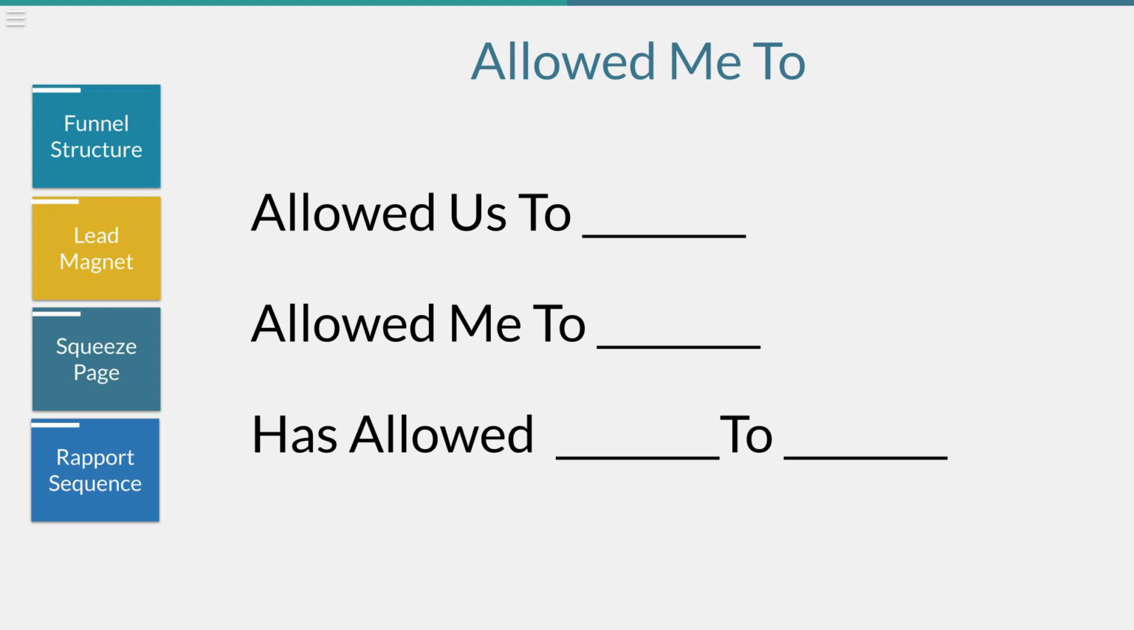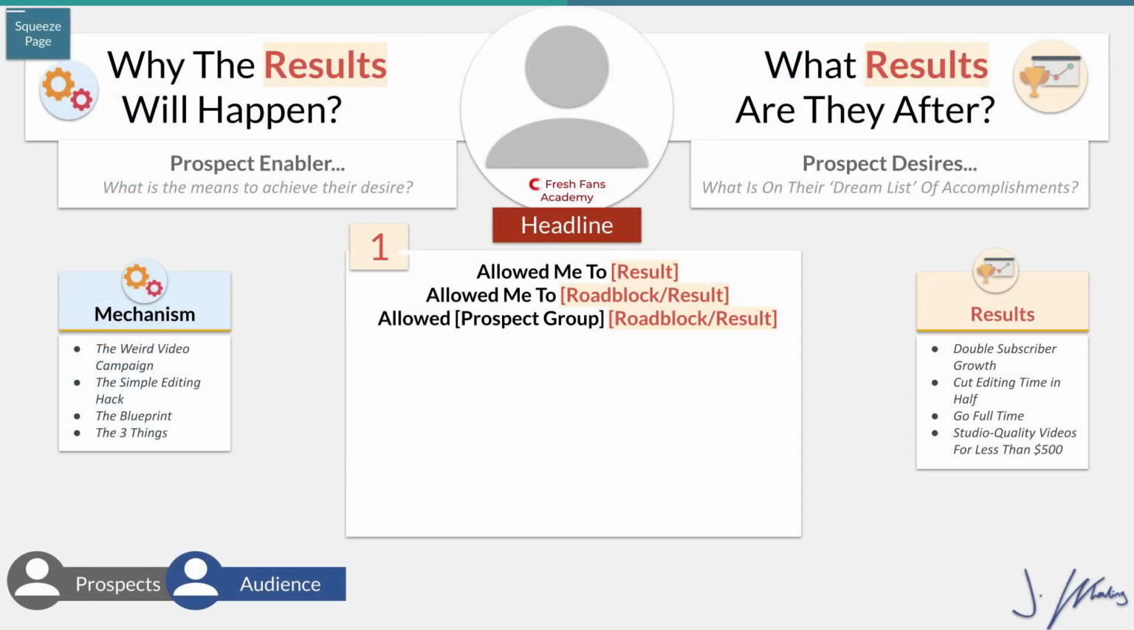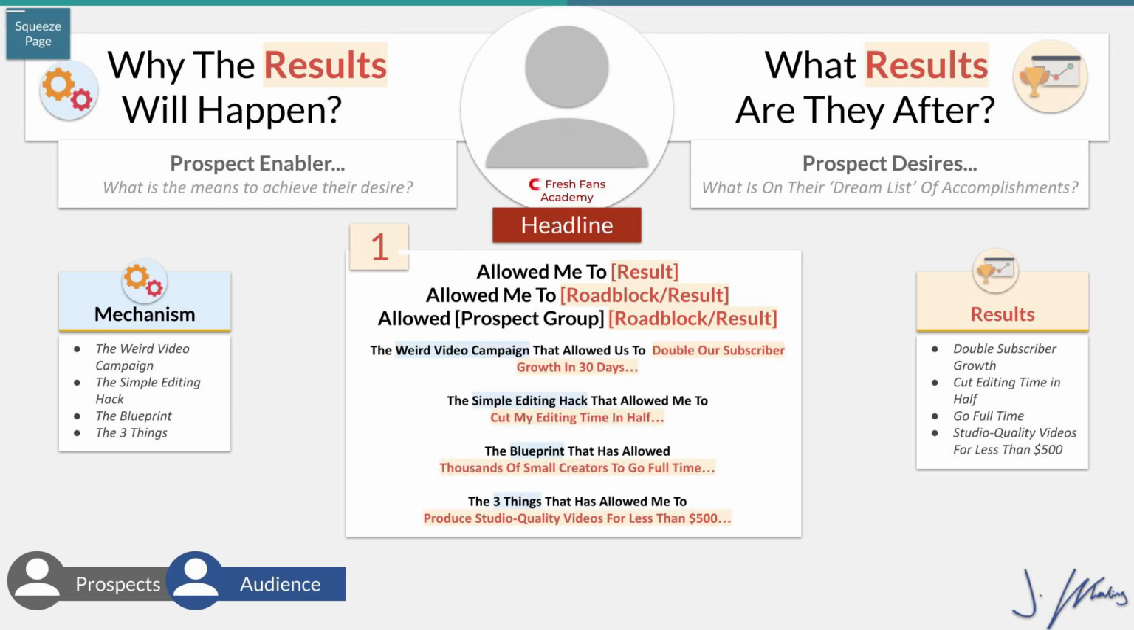Now, I quickly want to go over headline formula number 2, and that is going to be the "allowed me to." So this works really, really well when your lead magnet is based upon your own personal experiences, results, or things that you've been able to do for clients or past students. And so we have allowed us to, me to, which is the most powerful one, or has allowed, insert the name of a group. So here are just another set of examples using the same example from someone trying to grow a YouTube channel. We have the weird video campaign that allowed us to double our subscriber growth in 30 days, or the blueprint that has allowed thousands of small creators to go full time.